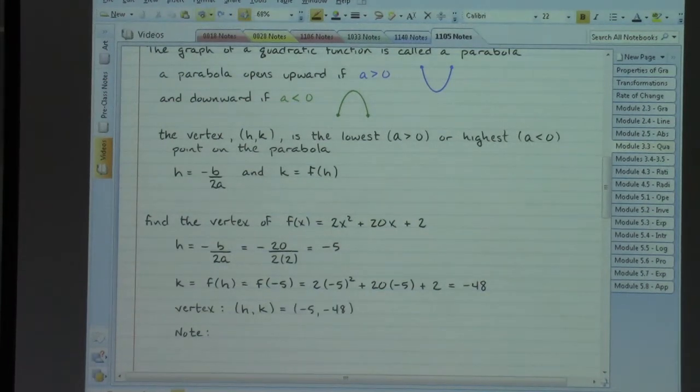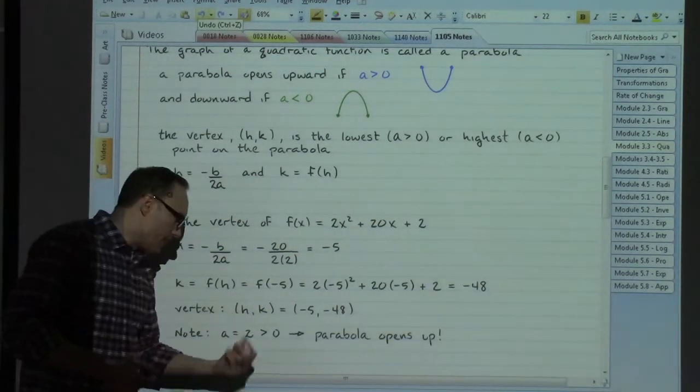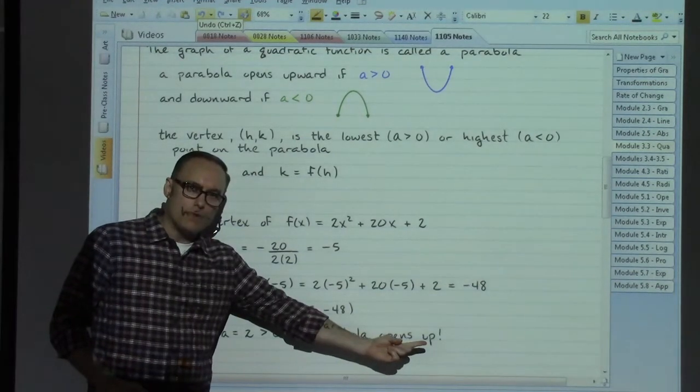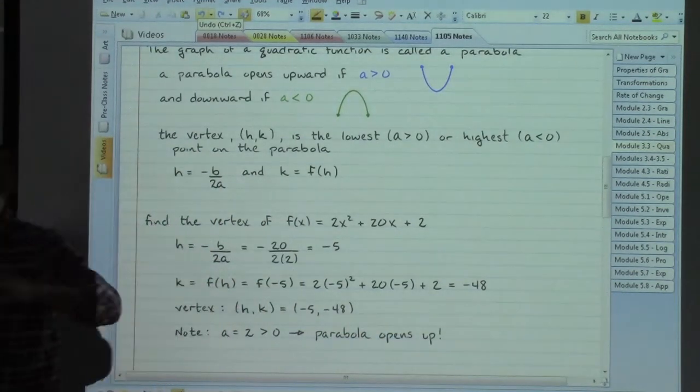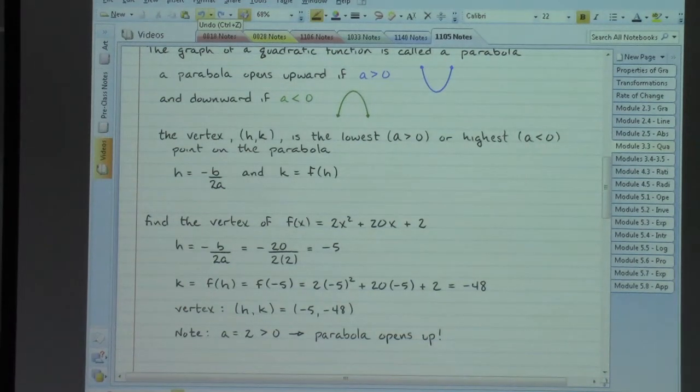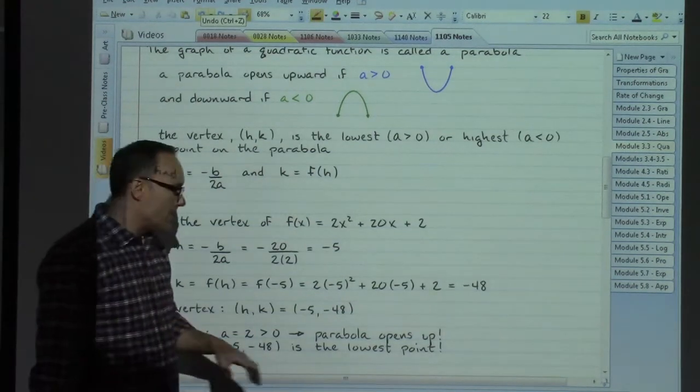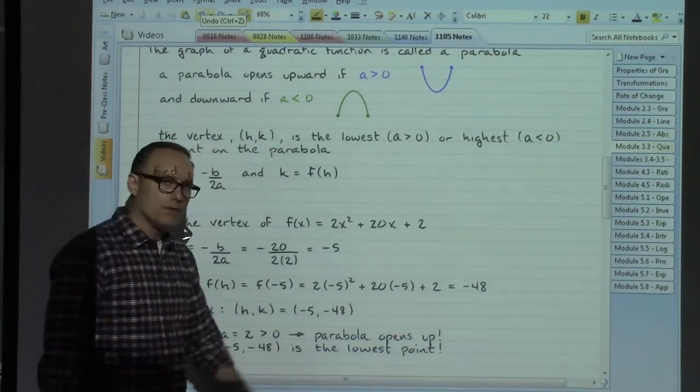-5, -48. And just as a little quick extra note, we had mentioned this, but let's put it in writing. The a value is positive. That means that this parabola opens up. Because this parabola opens up, that means that the vertex we just made note of is officially the lowest point.